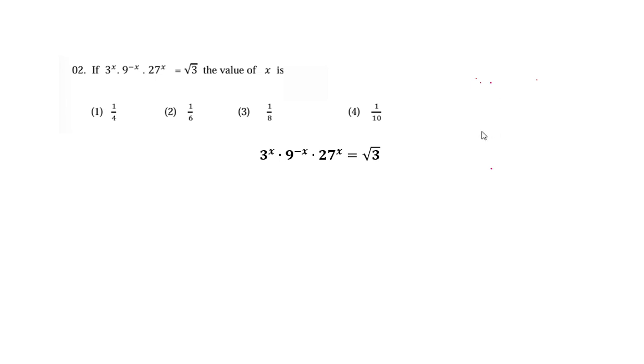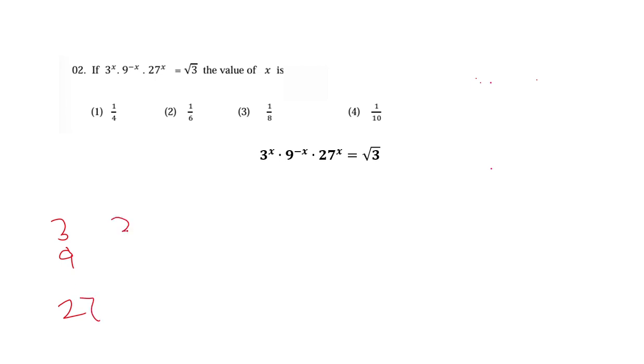Okay, so now we have 3 bases here and 3 exponents. All of those exponents are kind of similar, so let's consider them as 2 exponents because we have a negative x and x here, and we have 3 bases. So we have 3, 9, and 27. Here the smallest base is 3, the next base is 9, and the other base is 27.